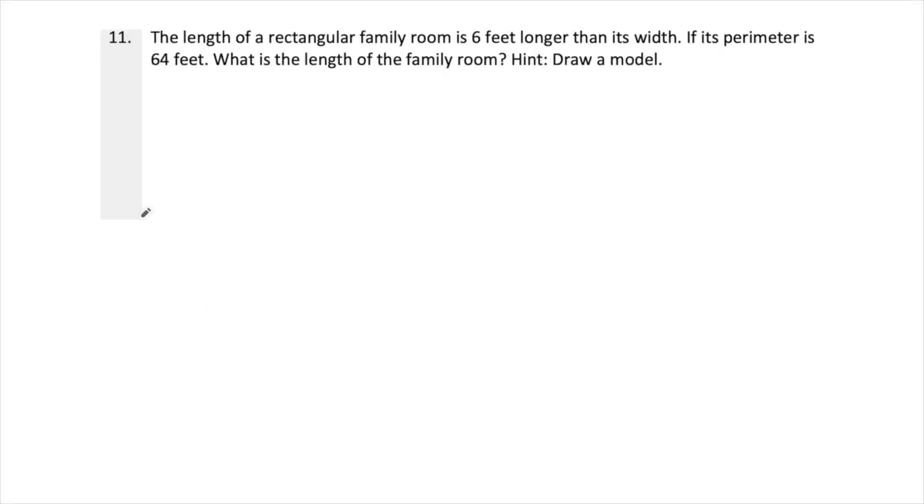For this problem, we need to figure out the length of the family room. We know that the length of the family room is 6 feet longer than its width. So that means the length minus 6 is equal to the width. We also know that its perimeter is equal to 64.